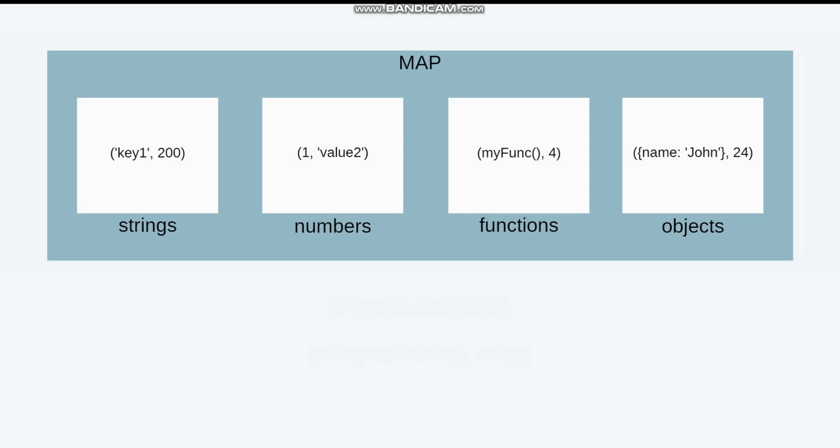Maps are a storage location, just like sets are, but we're storing different types of values in this key-value pair. We can have strings as part of the key. We can have numbers as part of the key. We can even have functions as part of the key. And we can have objects as part of the key as well. It just depends on what you want to use and how you want the map to function.